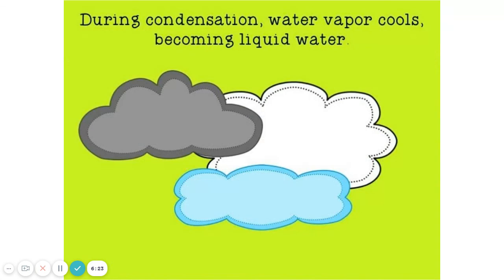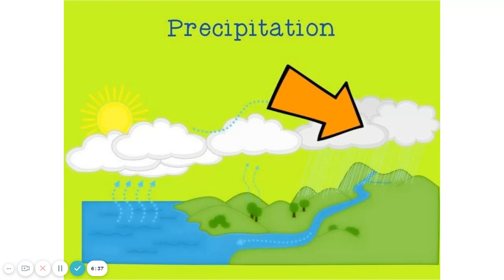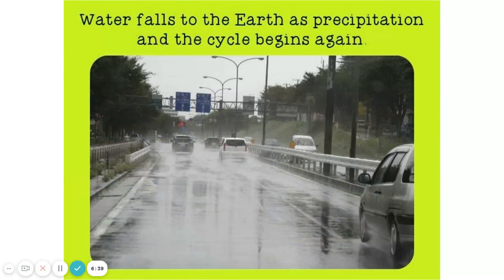Condensation. During condensation, that water vapor cools and it becomes liquid water. And like I said before, it's going to find dust particles in the atmosphere and join together to create clouds. Now we're back to precipitation. That water is going to fall to Earth as precipitation and the cycle begins again. So, water cycle, it never stops. Even when the sun's not shining, even at night, it is still going on.